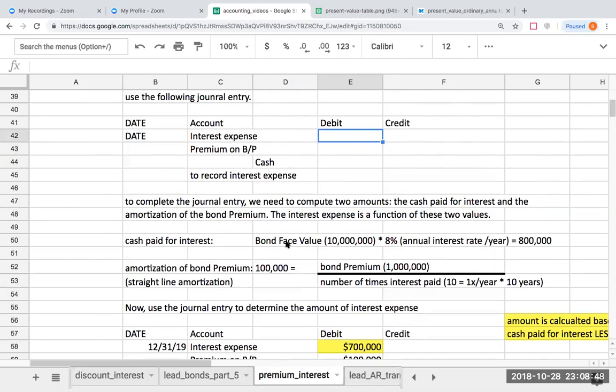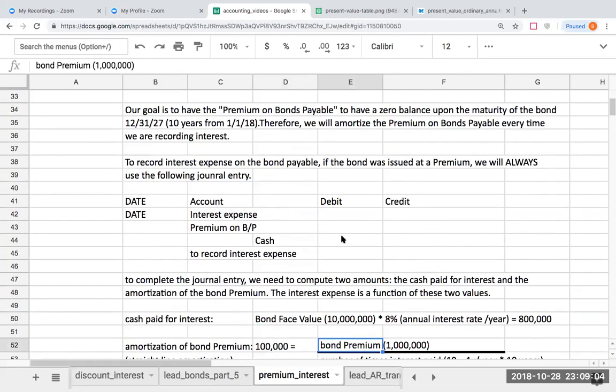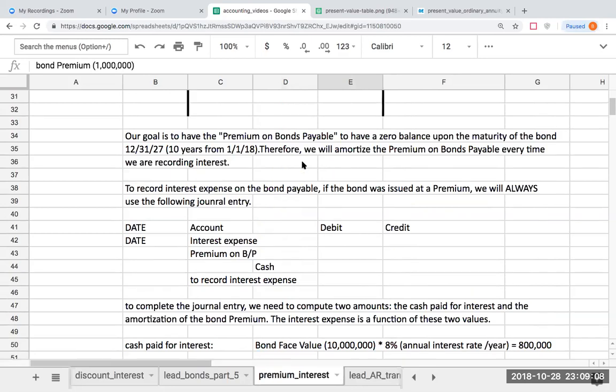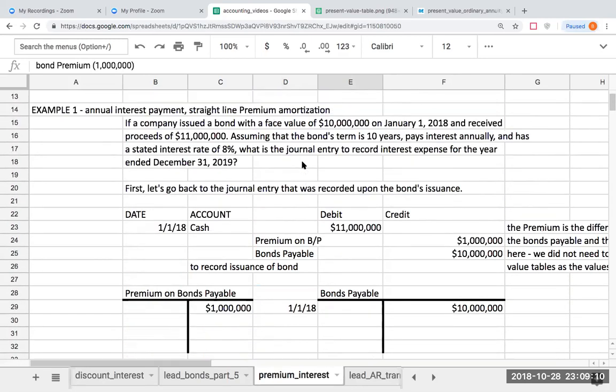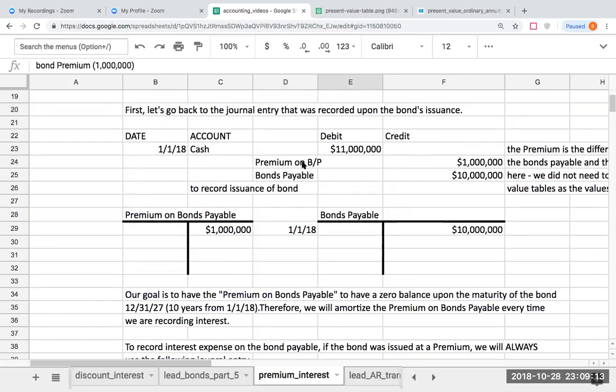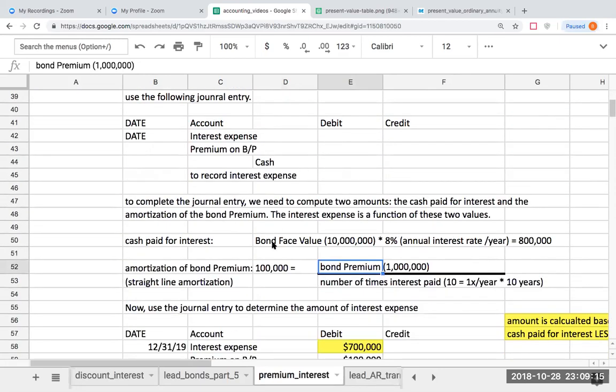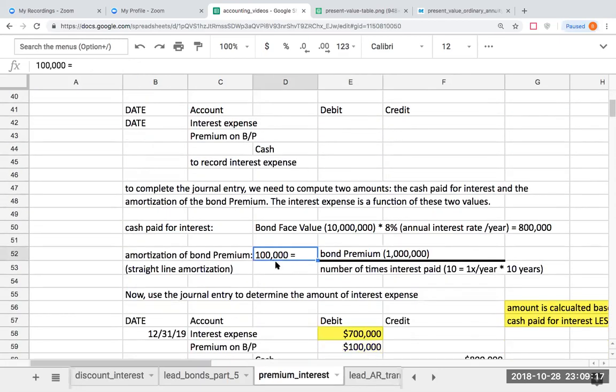So here, my cash paid for interest, the bond's face value of 10 million times 8% annual interest, is $800,000. My amortization of the bond premium is the $1 million premium divided by the number of times interest is being paid. Here it's a 10-year bond paying interest annually, so the amount of the amortization will be $100,000.